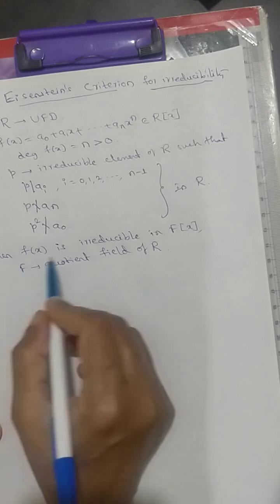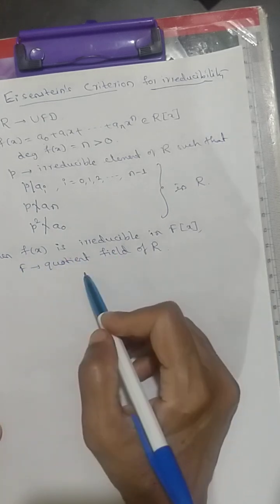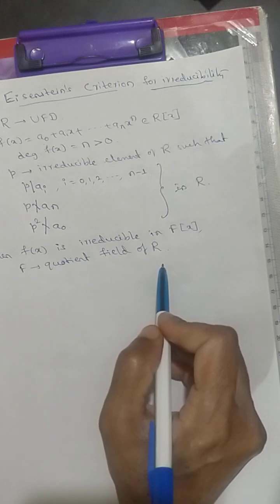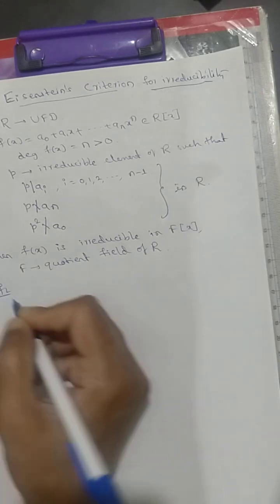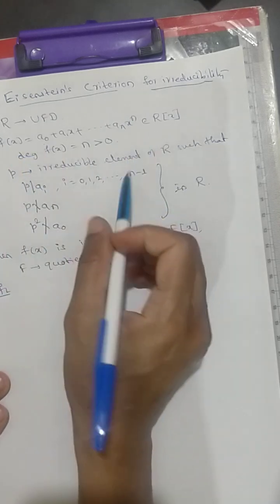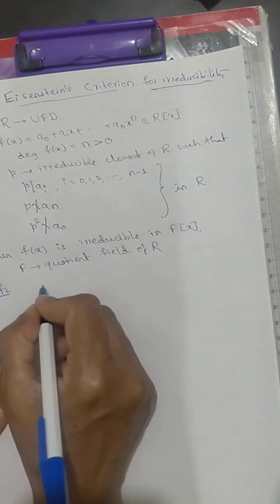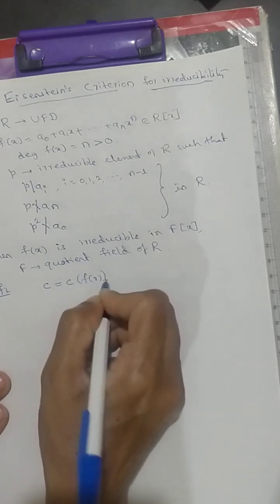Then we need to show that f(x) is irreducible in F[x], where F is the quotient field of R. So the proof goes like this. We are given the polynomial f(x) over R. Let us consider its content. Let us denote it by c, so c is the content of f(x).